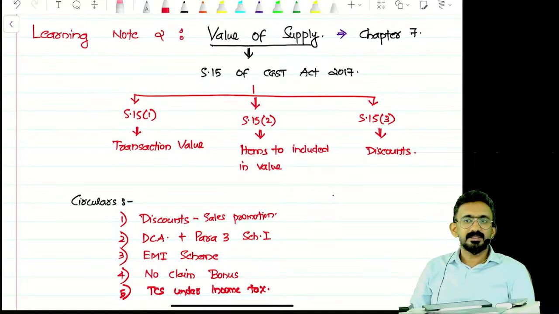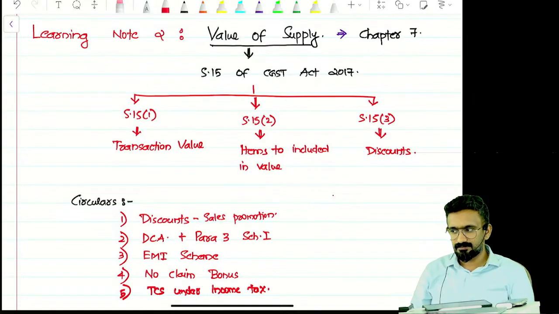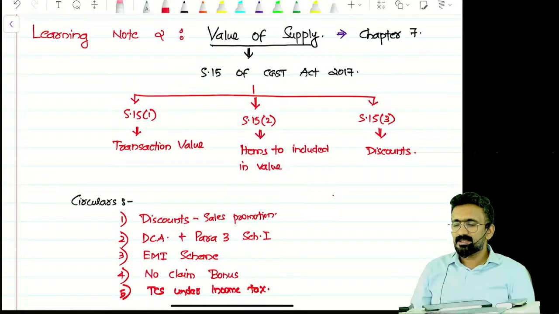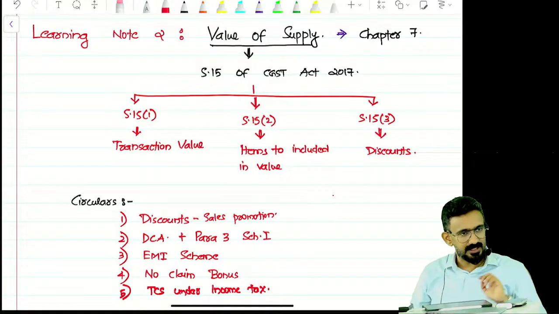Then there is a circular clarification on the EMI scheme. What will be the impact of interest in GST? Then there's a concept called no claim bonus. What is a no claim bonus? What will be the impact? Then TCS under income tax, and its connection with that area.